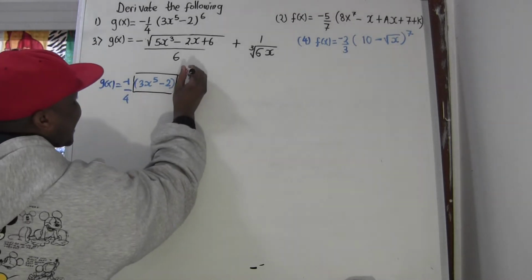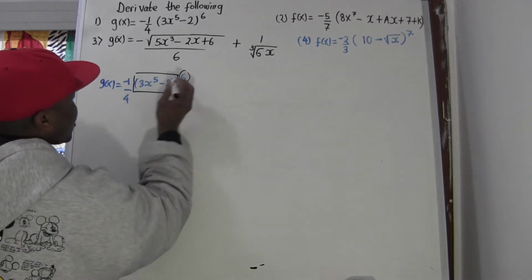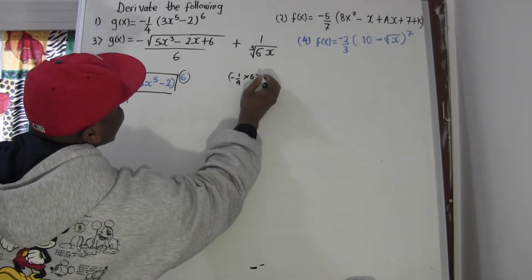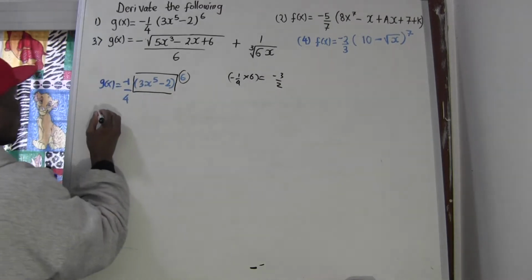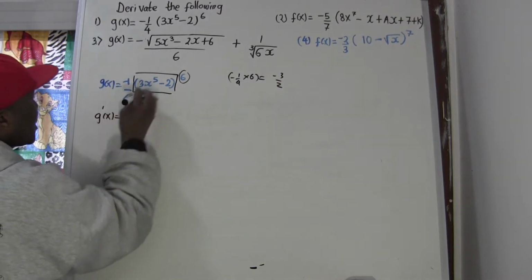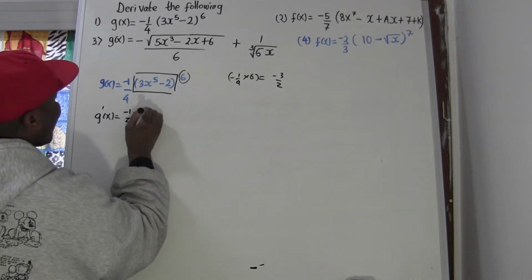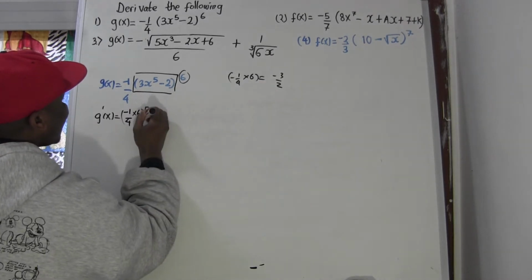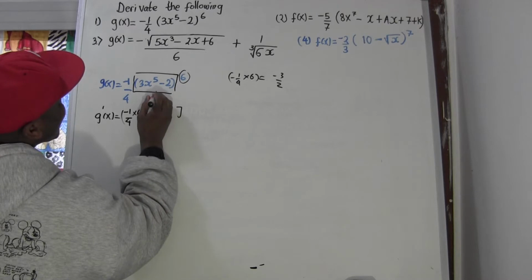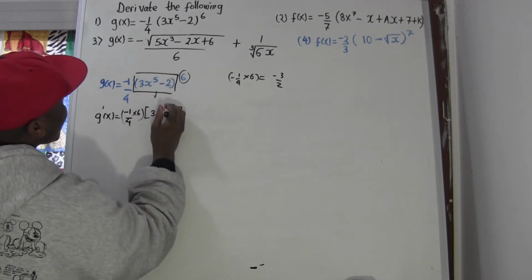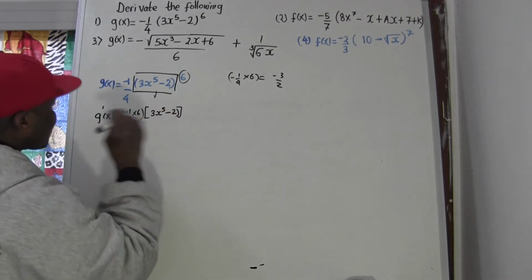So what we're going to do, take this number here, the power, and multiply it to the front. So we're going to get negative 1 over 4 times 6, and this is going to give us negative 3 over 2. So g prime equals negative 3 over 2. And then take the bracket and drop it the way it is. See what is in the bracket, drop it the way it is. So it's going to be (3x^5 - 2).